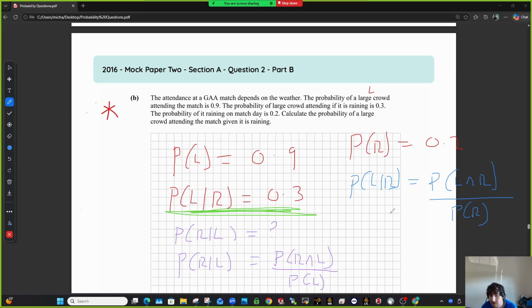So what do we see here? We know this guy's value, it's 0.3, and we know this guy's value, it's 0.2. So then we can get the intersection's value, okay? Hopefully you can see that. So probability of L intersect or would be equal to probability of or multiplied by probability of L given or, and that's 0.3 times 0.2. And that in your head or with a calculator should work out as 0.06.